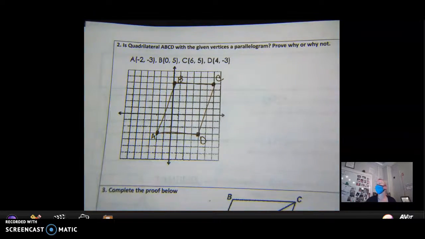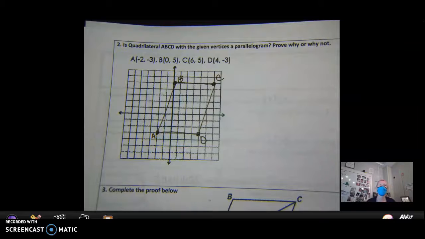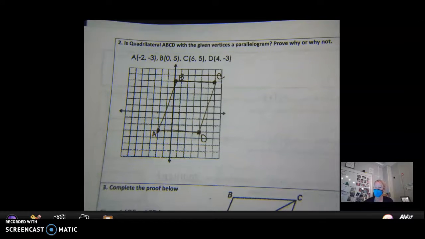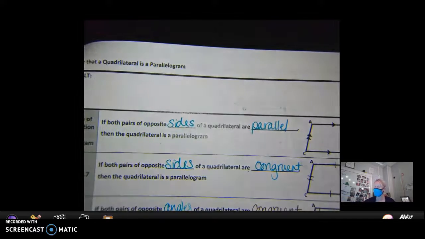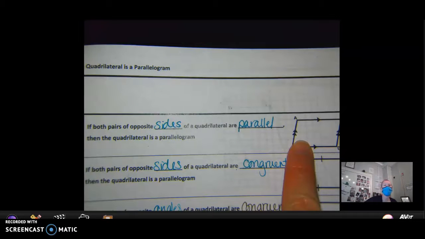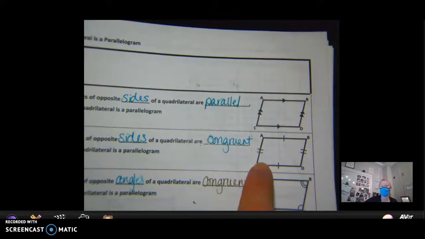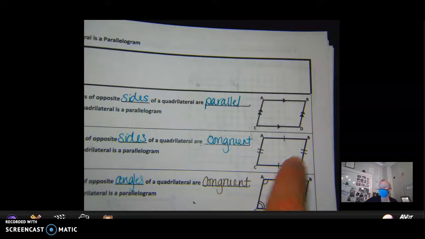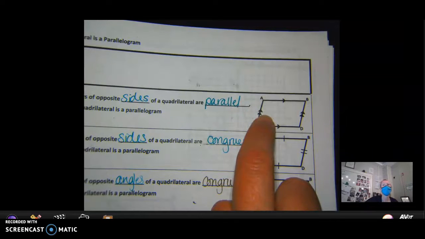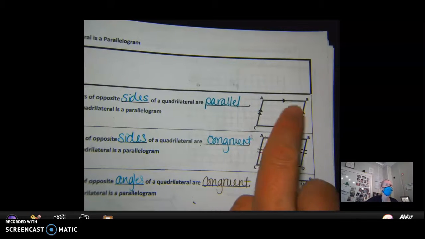Okay, so there's my quadrilateral. They want to know if it's a parallelogram, and you have to prove that it's a parallelogram. So if I think about this, leave your paper on that side, and then I'm going to ask you: could I prove that it's a parallelogram by proving opposite sides are congruent on a coordinate grid? Yes. Could I prove that opposite sides are parallel? Could I do it that way?